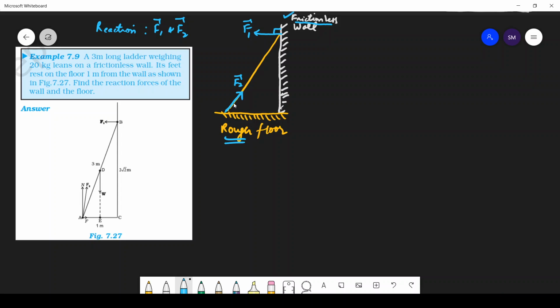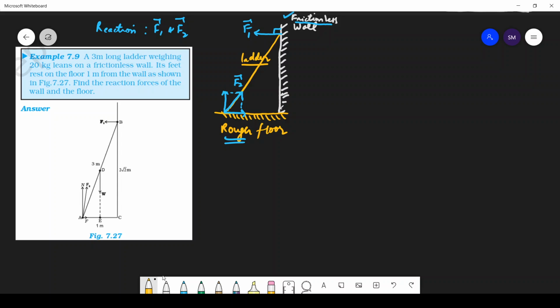So as a result, we will have two forces here. If we resolve this F2, we'll get two forces: one is the perpendicular component and one is the horizontal component. So these are the two forces. Of course, this is a ladder, and this ladder is at rest, it is not moving.